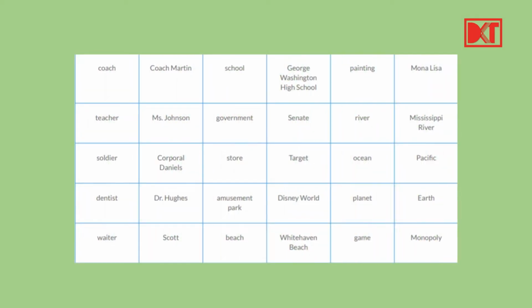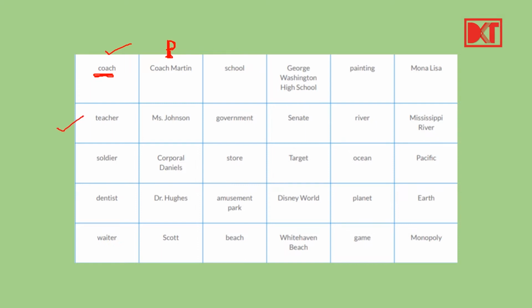Okay, so here we have this table again. We have to see common nouns and proper nouns. Here you see coach. When we are referring to coach, we are referring to a person in general. A coach can be any person. But when we say Coach Martin, we are talking about a proper noun, a person specifically, right? Then we have teacher.